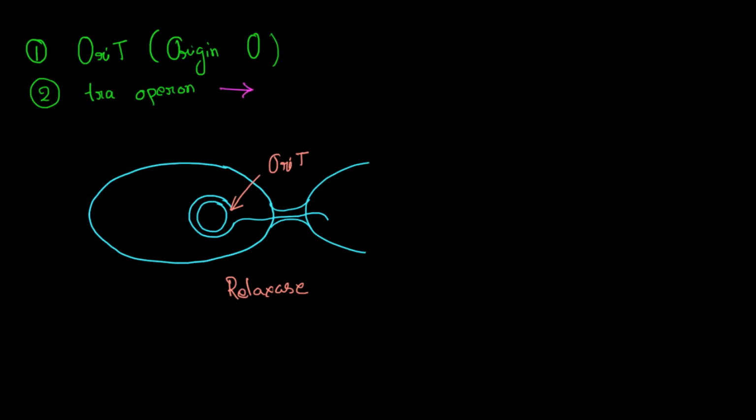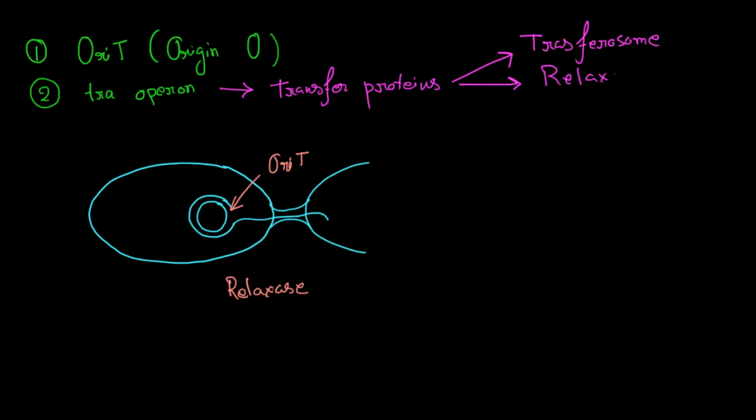So the transfer genes produce proteins known as transfer proteins. Pretty simple, huh? One group of proteins form a structure known as transferosome. Some proteins form another structure known as relaxosome. And remember the relaxase enzyme I just talked about? Relaxase enzyme is a part of this relaxosome complex.